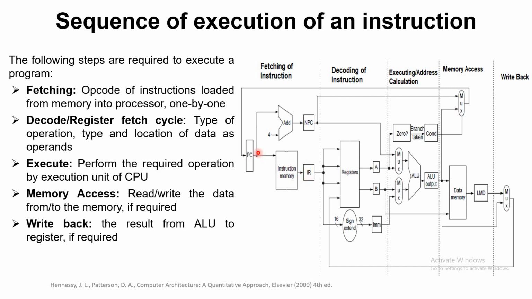At the same time, the address moves to an adder circuit, which adds 4 to the current address, and it becomes the new address for the program counter, which will be the address of the next instruction executed after the current instruction. Once the opcode is in the instruction register, the opcode received from the memory has to be decoded.